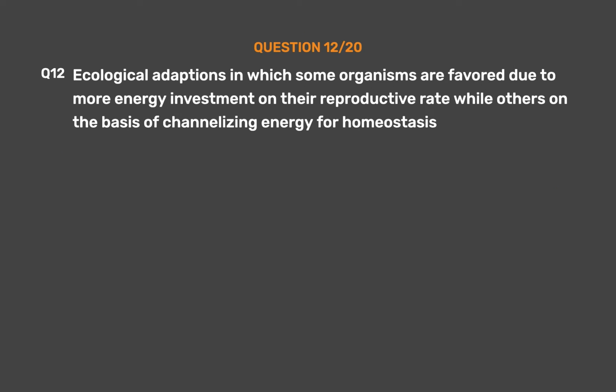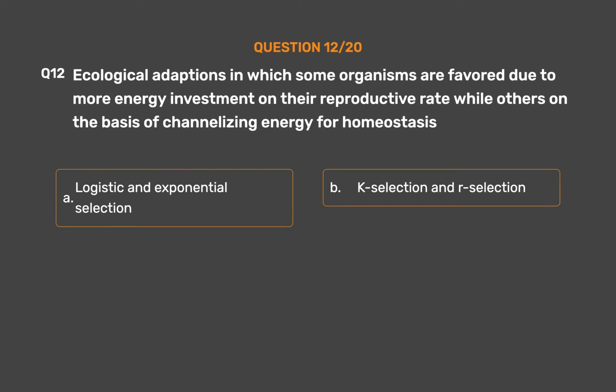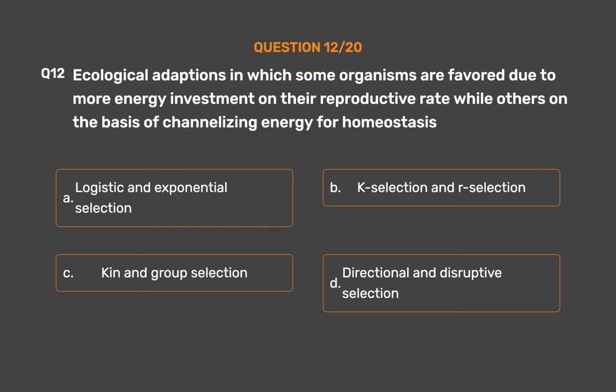Question number 12. Ecological adaptations in which some organisms are favored due to more energy investment on their reproductive rate while others on the basis of channelizing energy for homeostasis. Option A, logistic and exponential selection. Option B, K selection and R selection. Option C, kin and group selection. Option D, directional and disruptive selection. The correct answer is option B, K selection and R selection.